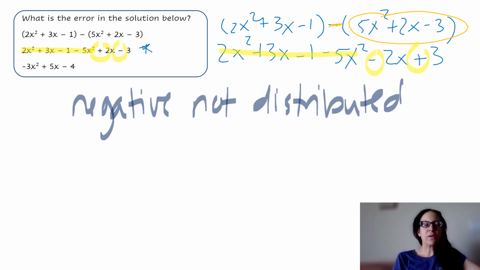I will say this for this particular review, for this particular midterm, this particular year, there's not more than one error. So once you have identified the error, you don't need to look at the next steps to see if there's something else that's wrong. Okay. So once you find the mistake, you're good to go. You can answer that question.